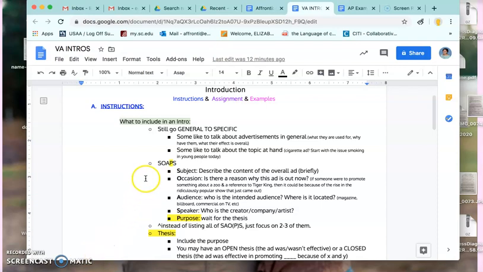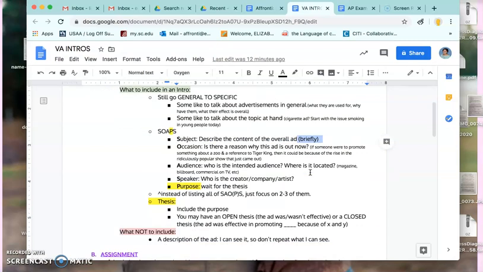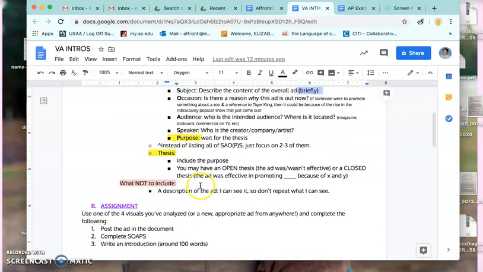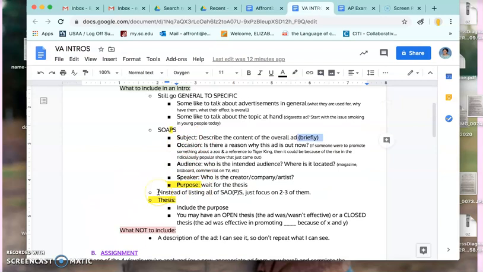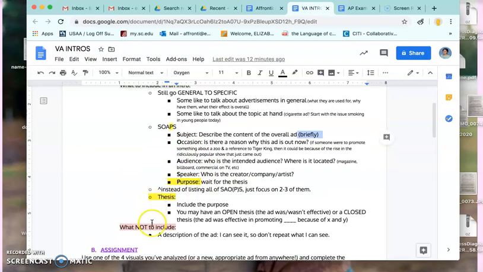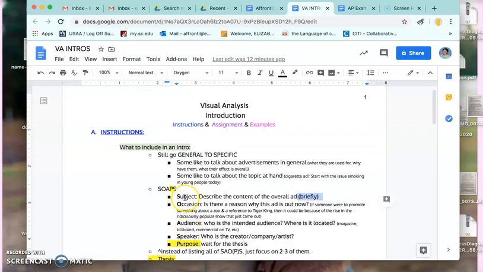Another thing that we do with rhetorical analysis is that we talk about the SOAPs: the subject, occasion, audience, purpose, and the speaker. The subject, now for this one, this is something that you can do, but if you do choose to do that, please make it brief, because this is also what I don't want you to include. If you just talk about what is visually in the advertisement, that's not effective because I can visually see it, so there's no need to go into great detail about what's in front of me. So yes, bring up the subject, but don't spend too much time on it.